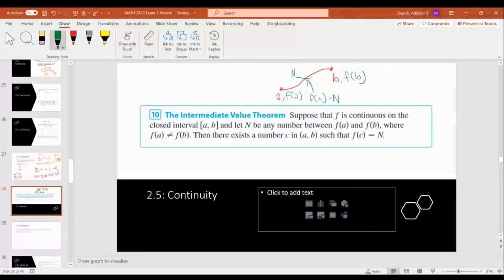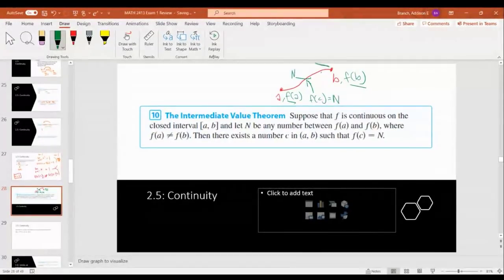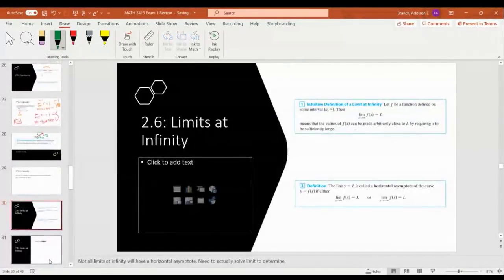And so this theorem is pretty much just basic logic. If we know that there's no gaps within that function, and we know that f of a does not equal f of b, then we can essentially say that there has to be a corresponding x value to any y value within this section between that f of a and f of b range. All right, I'm going to go ahead and skip the example for that one for right now.